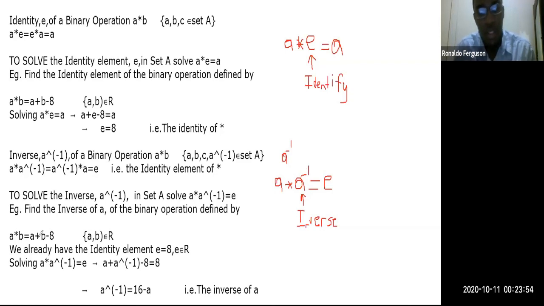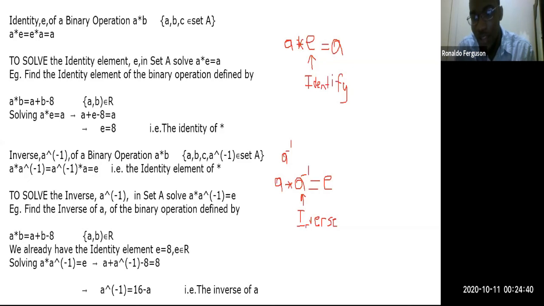So for example, we already found that the identity was 8, and so solving A star A to the minus 1 equal E. Now A star A to the minus 1, replace B with A to the minus 1, and so we get A plus A to the minus 1 minus 8 equal 8, and so we bring over the minus 8 to get 16, then we bring over the A to get minus A, and so A to the minus 1 is 16 minus A, and so the inverse of A is 16 minus A. And that's all there is to finding the inverse of a binary operation. Easy.